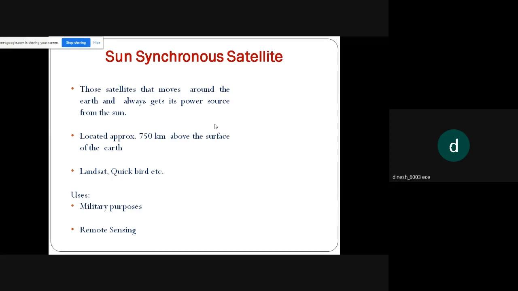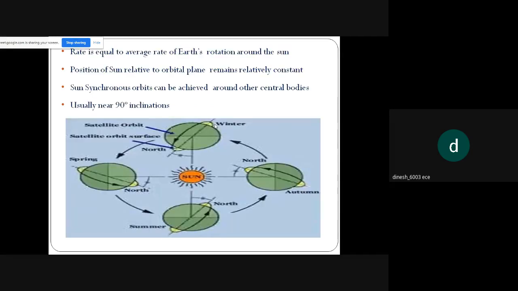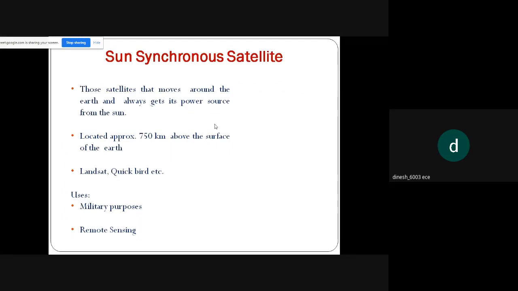And the sun synchronous. These satellites are used for military purposes and especially in remote sensing. Landsat, QuickBird, etc. are the example of satellites of sun synchronous, where they are located approximately 750 kilometers above the surface of the Earth. These satellites move around the Earth and always gets its power source from the sun itself.